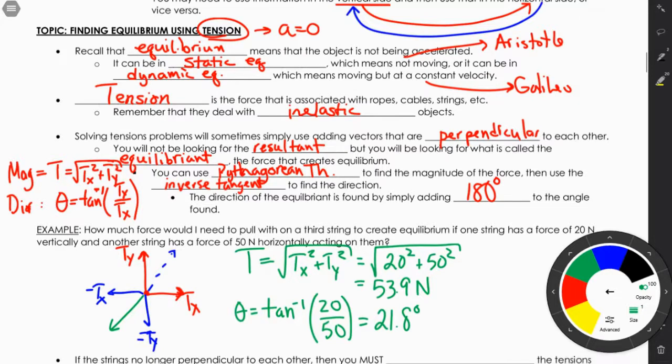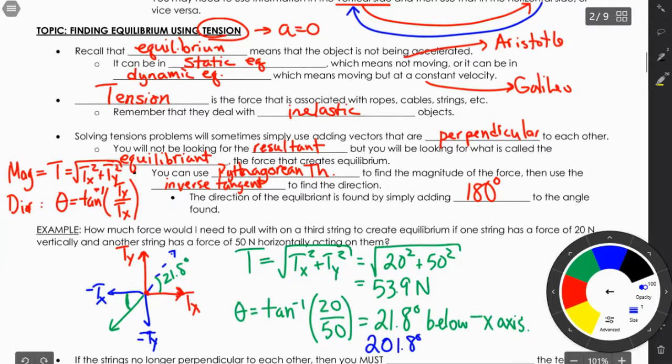But that would be this angle here, and I want this angle over here. We can keep it at 21.8 degrees and say below the negative x-axis. That's also a valid way to say this. Or you can add 180 degrees.